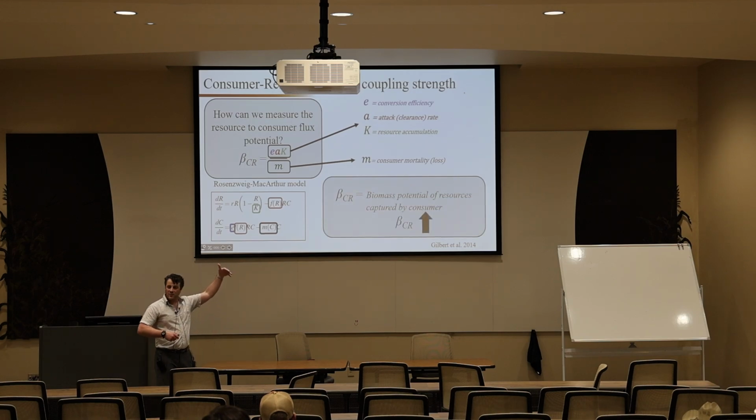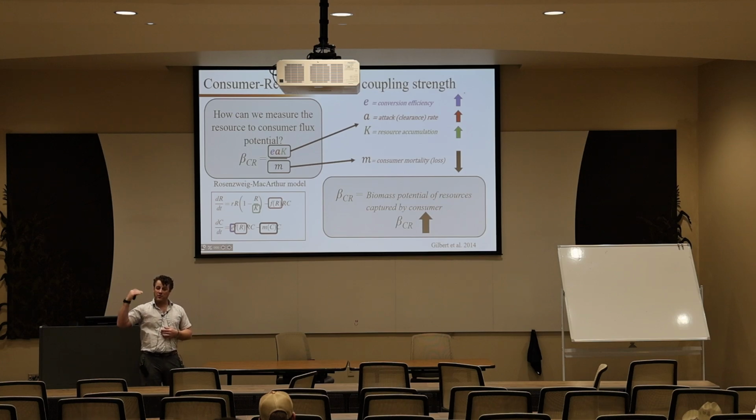And how do we increase the BCR, right? We can think about this. We know that if we decrease the consumer loss, we decrease the denominator, so this increases, or if we increase any of these three. And what we know is that efficiency is pretty constant with temperature. Clearance rate is a little unknown in what it does; we'll just assume that it stays constant. But we know that resource accumulation rate increases because we know GPP increases with temperature. And so we actually have this prediction that this ratio should increase with temperature because we know that resource accumulation is increasing.